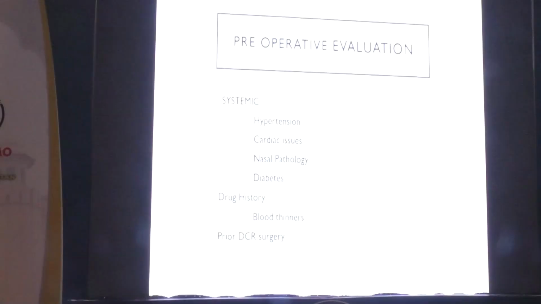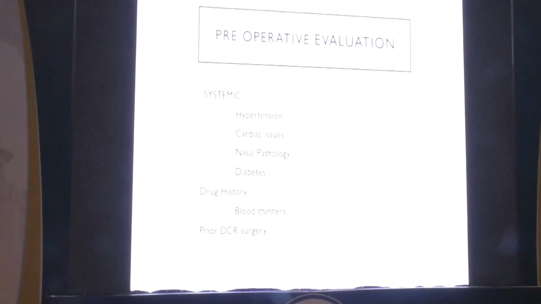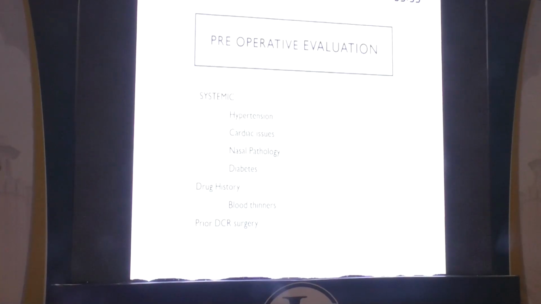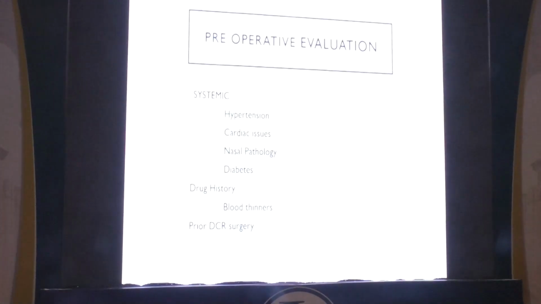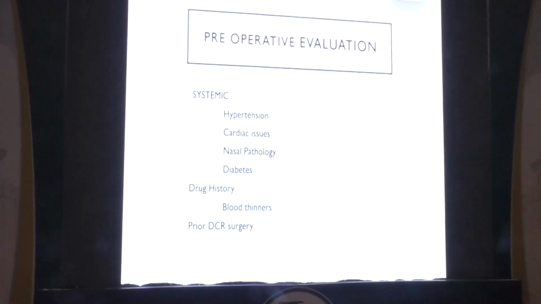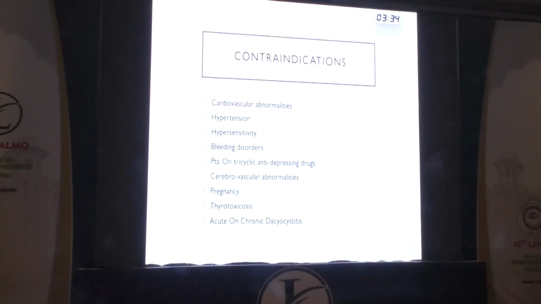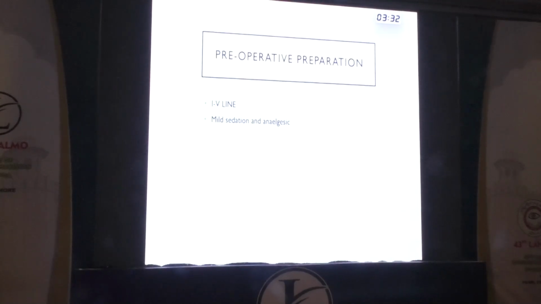Preoperatively, we need to have a good systemic evaluation of the patient, especially we have to control the hypertension if it is their issue, and then we also have to rule out all the nasal pathologies, especially DNS or polyps in the nose. And the blood thinner, this is very important. Most of the patients don't tell about their drug history, so we have to ask about the blood thinner before going for the surgery. These are some contraindications in these cases.